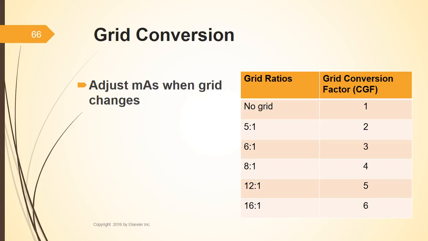So the grid conversion formula is a mathematical formula for adjusting the mass. And when we add a grid, the radiographer must use the correct grid conversion factor to multiply so that we know how to adjust our mass. Now the construction and the efficiency we'll go over later in chapter 11. But for right now, just know that we want the most efficiency possible.